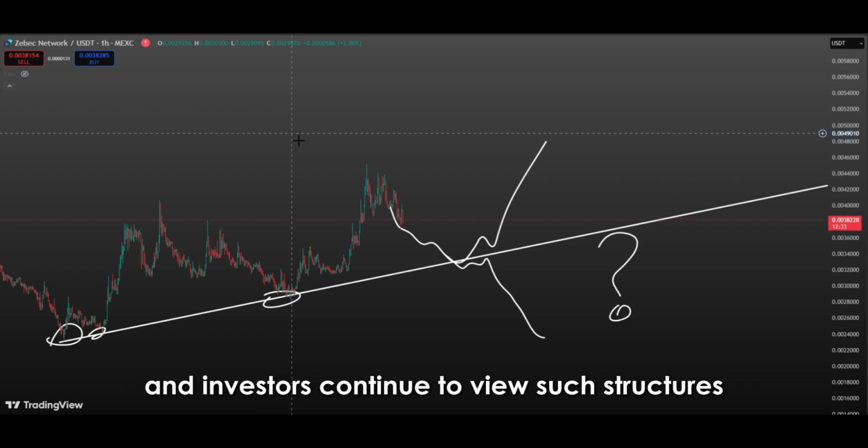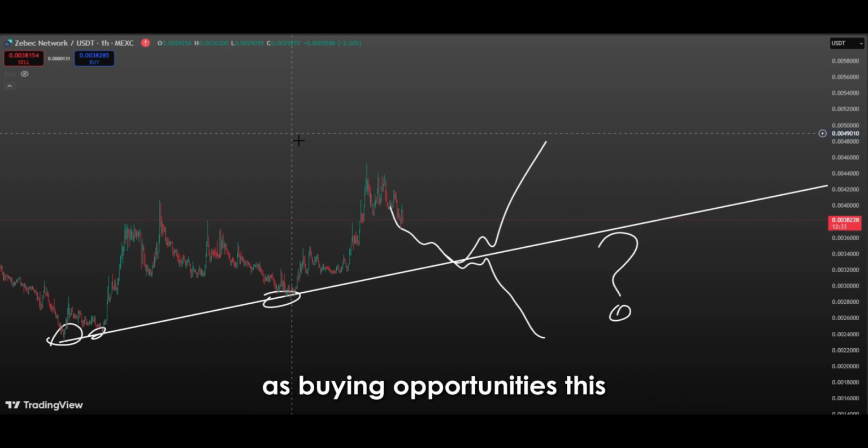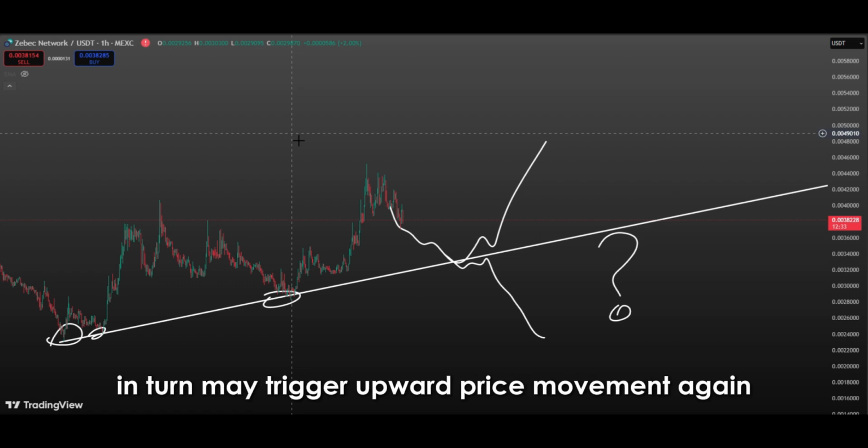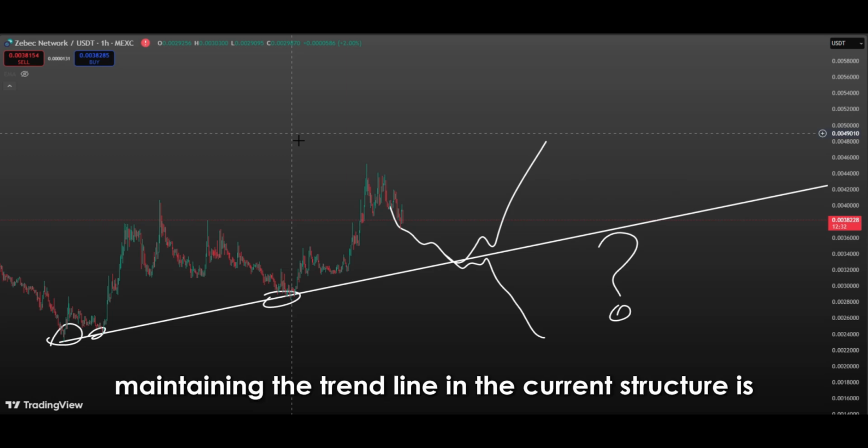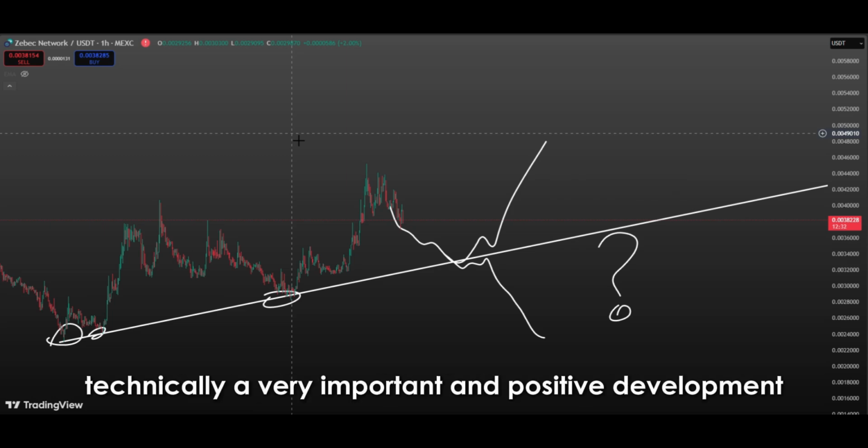And investors continue to view such structures as buying opportunities. This in turn may trigger upward price movement again. Therefore, maintaining the trend line in the current structure is technically a very important and positive development.